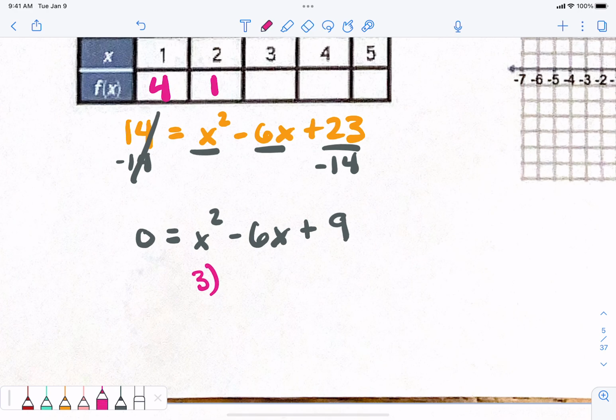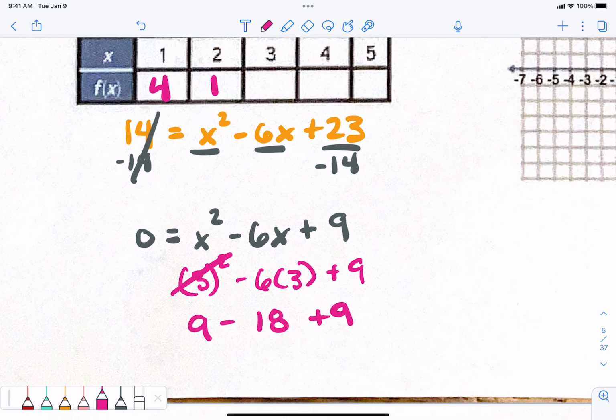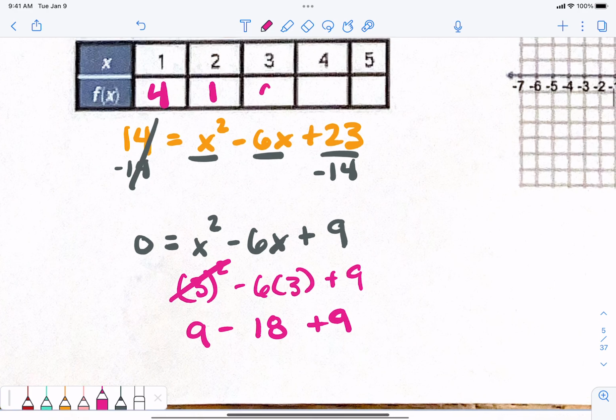All right, 3 squared minus 6 times 3 plus 9. 3 squared is 9. 6 times 3 is 18, plus 9. 9 minus 18 plus 9 is 0.